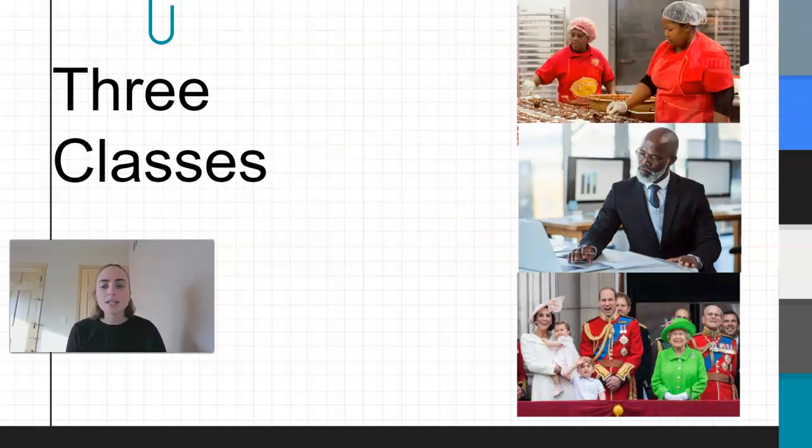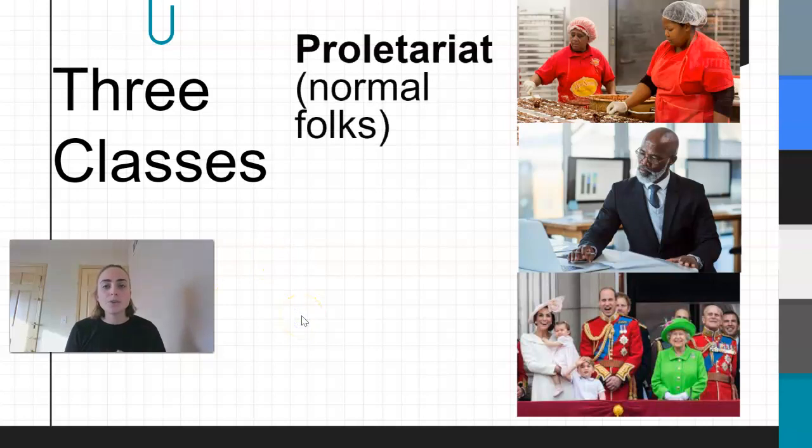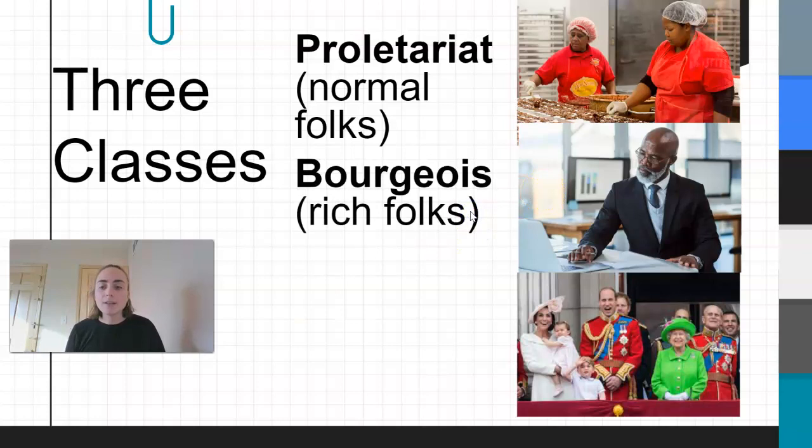Karl Marx categorized society into 3 classes of people. So the first, the baseline lower class in society, he called the proletariat. So this is like the normal folks. It's working class people, people that work 9 to 5s. Maybe they have 2 jobs to make ends meet. They live paycheck to paycheck, don't necessarily have anything fancy. So this is the majority of people in society, right? Working class, everyday people.